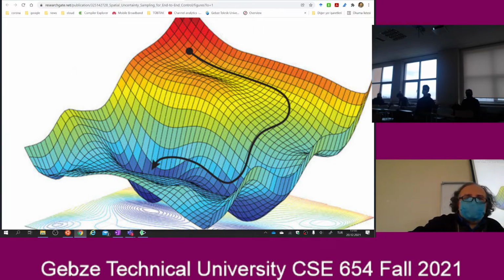I started at this point, and I follow the gradient. Maybe I stop here, then there, and I change direction, and I found this minimum. Okay. I was lucky in this case because there was a path to the minimum. It was a nice function. Most of the time we are not that lucky.